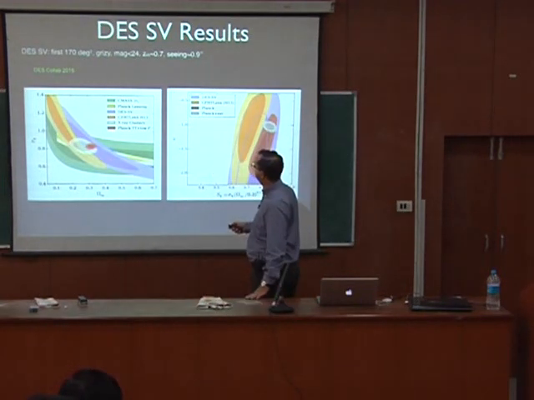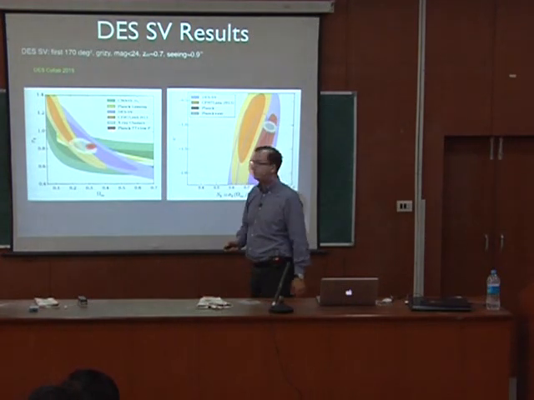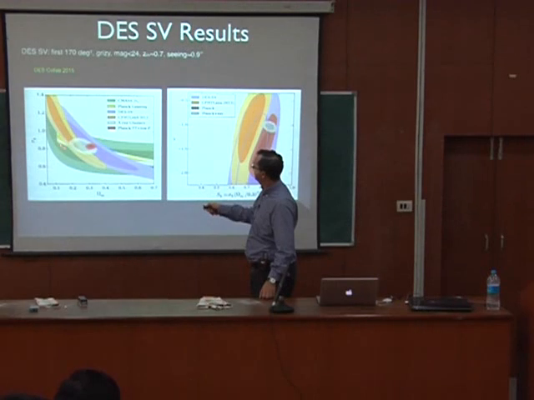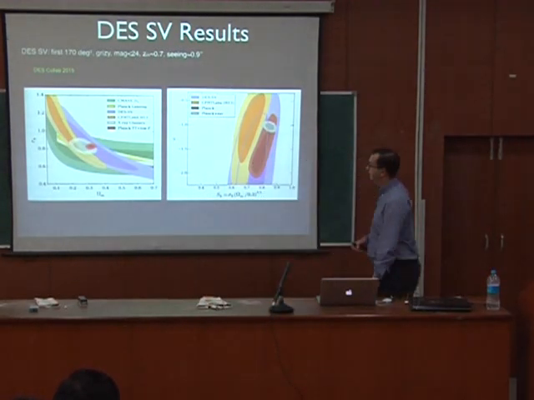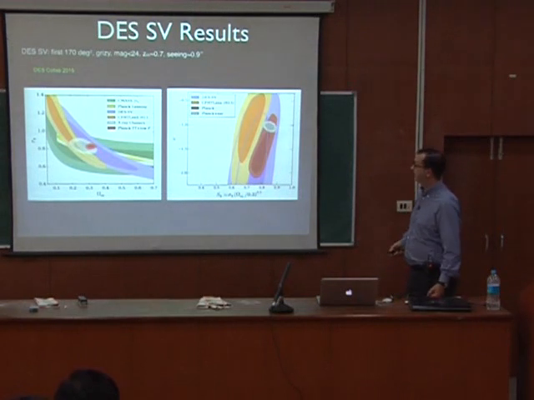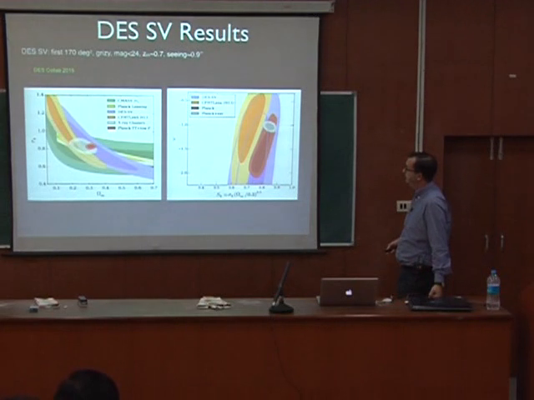And this can now be compared with Planck, which is here, the red. As we saw before, the red is in some weak tension with the CFHTLenS results. But it looks more consistent with the DES-SV, so it tends to relieve the tension a little bit. But the error bars are still large, so it's not clear. I mean, one needs better data to be sure.